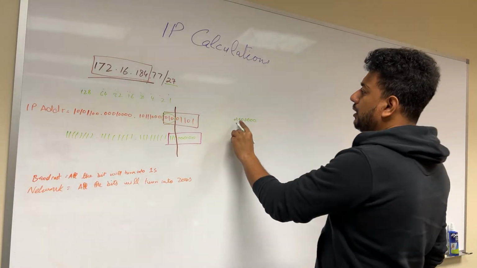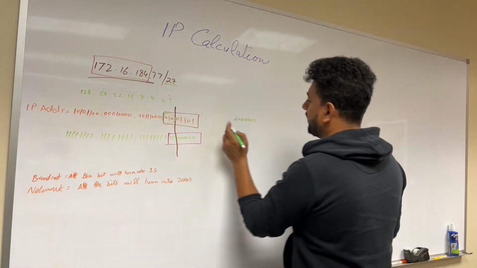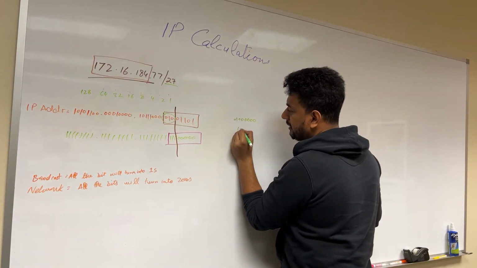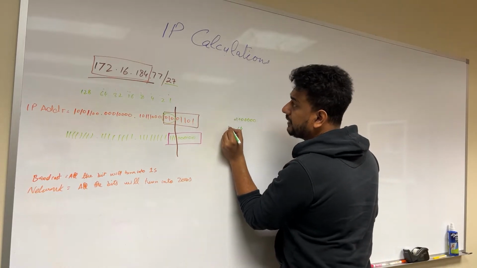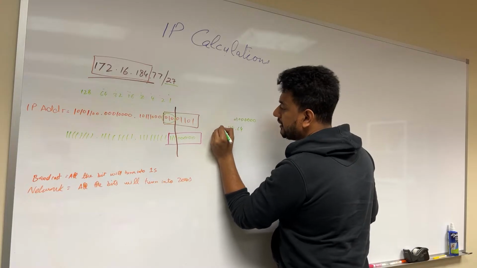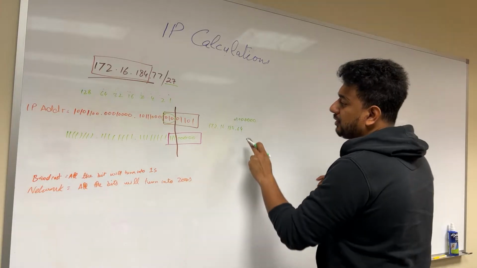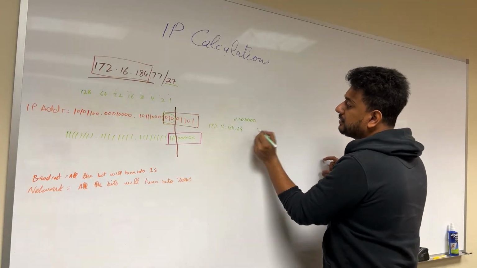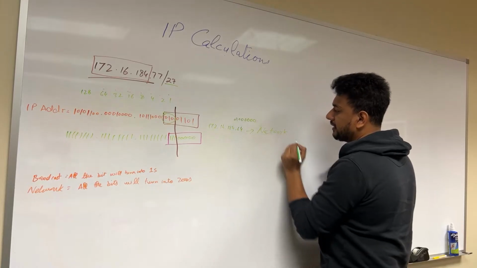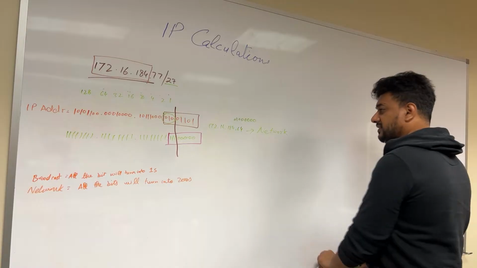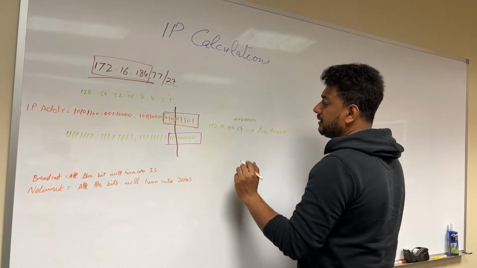Okay, so we have the second bit on, which is going to be 64. So 64 at the end, and before that we have 184, 16, and 172. So we turned all into 0. That is the network address. Simple.